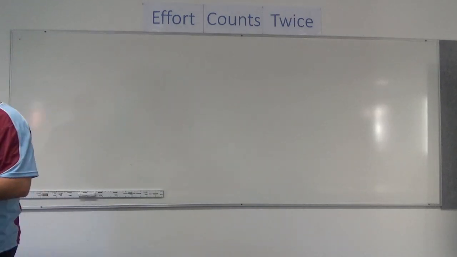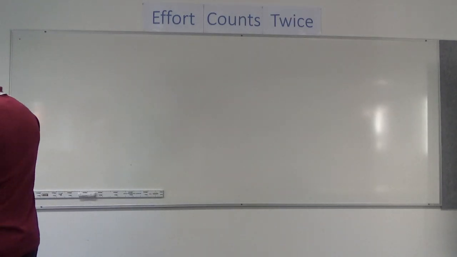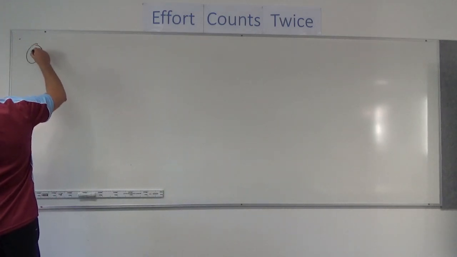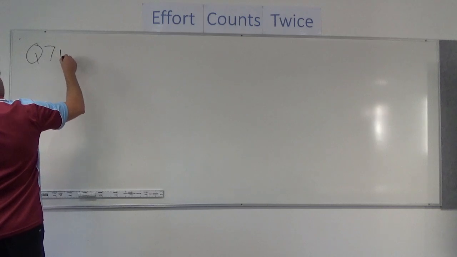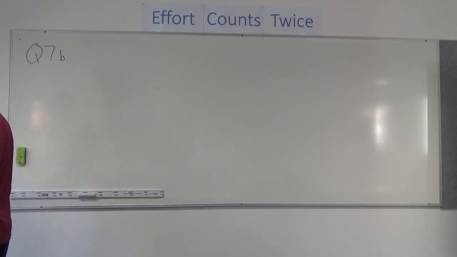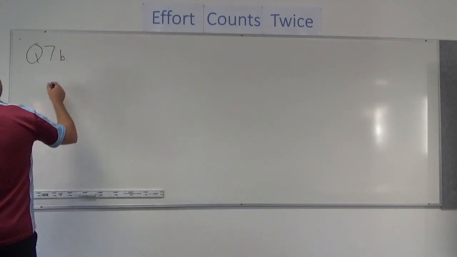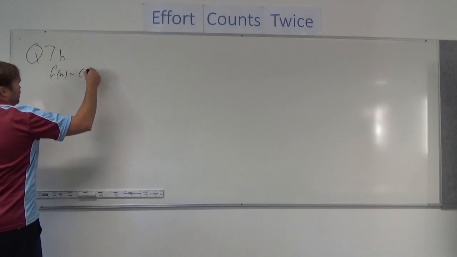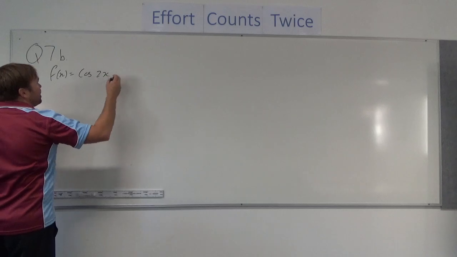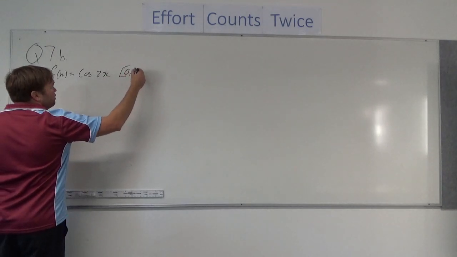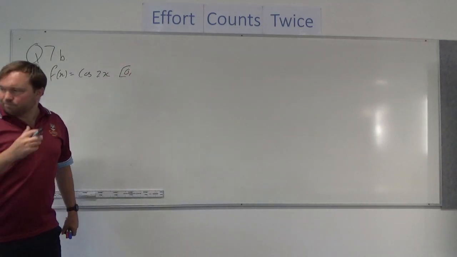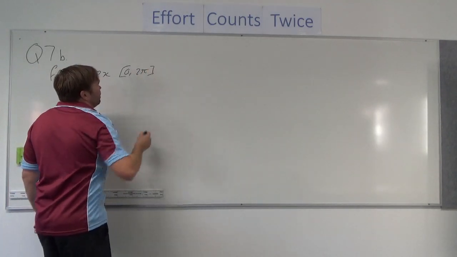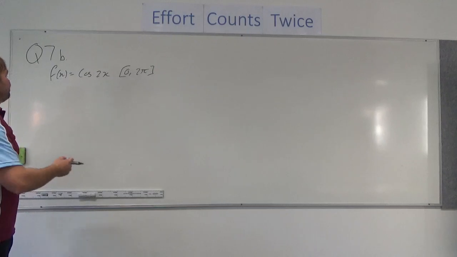Alright, question 7. Let's jump into 7b, shall we? Q7b. If f of x is cos 2x, and we're only interested in the period from 0 to 2 pi. And that's important, because otherwise we're finding lots and lots of mins or maximums.